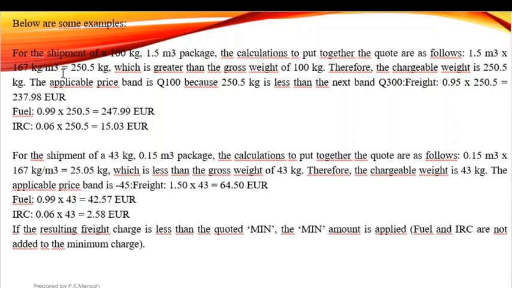Okay. Which is less than the gross weight of what? 43 kilos. Yeah. So therefore the chargeable weight is what? 43. So the one we did, getting gross weight, volumetric weight, chargeable weight, we built on that into this level. You get it? Why are you not getting it?